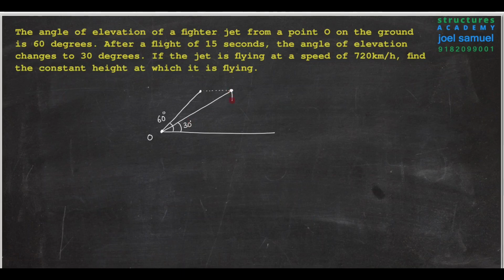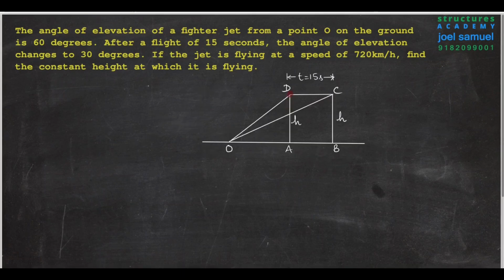Now we need to find the height at which the flight is flying. So let's say this is h, and obviously this also will be h, and this time, not the distance, time is given as 15 seconds of flight. So I'll make a better diagram. This is just to explain how things work, and then we will look at how to solve this question.